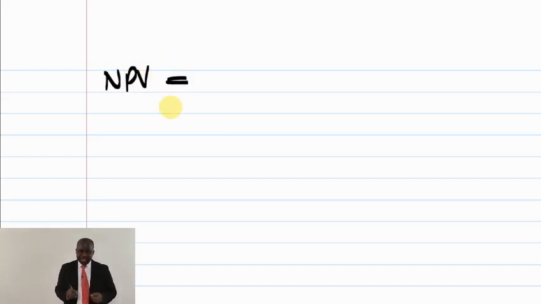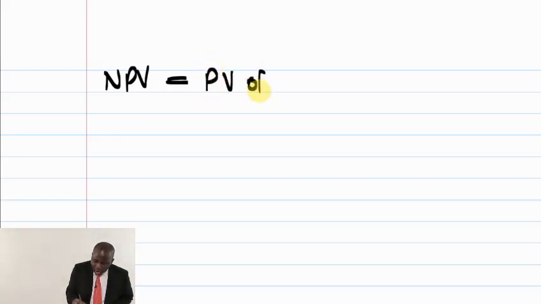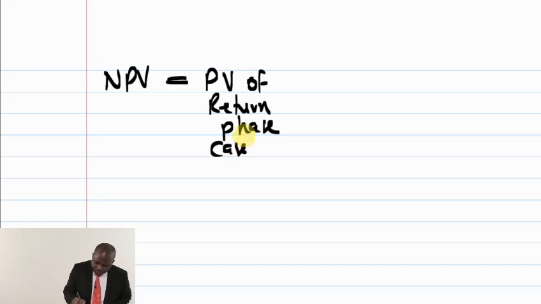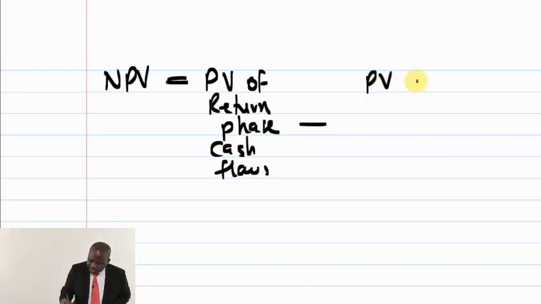So you need to remember that when you have to calculate NPV, we are changing the definition slightly. NPV should be calculated as the present value of your return phase cash flows minus the present value of the investment phase.